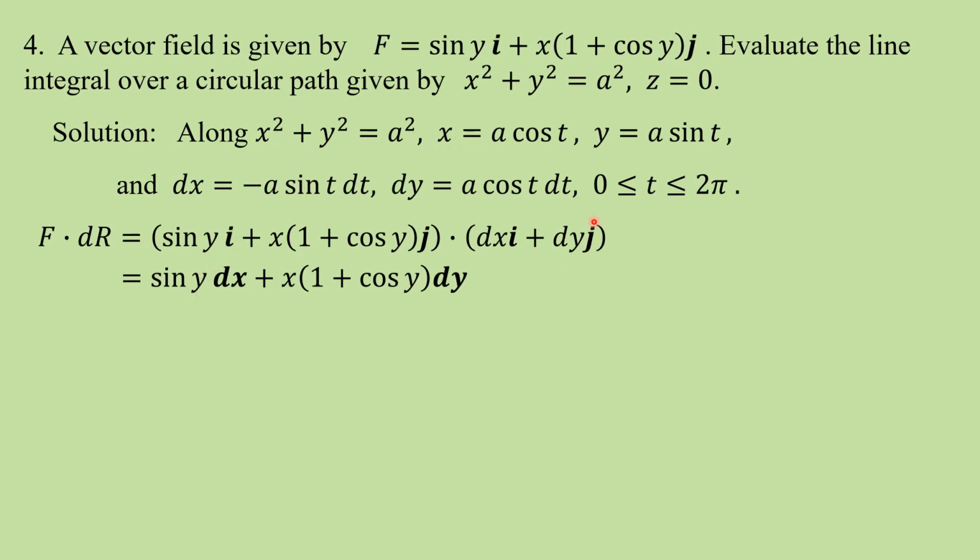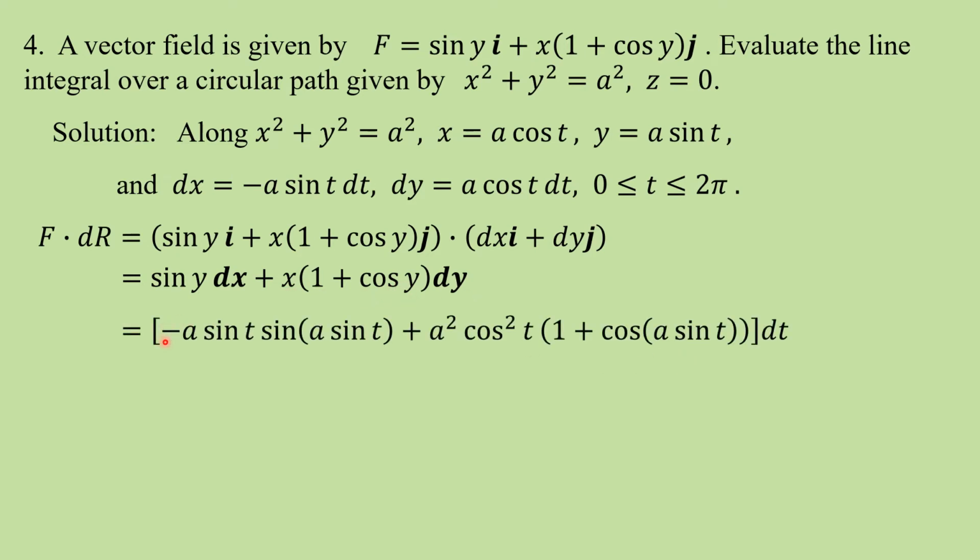Sin of y, that is sin t, sin of a sin t into dx, that is minus a sin t into sin of a sin t dt, plus x is a cos t into dy, which is a cos t dt. So together it gives a square cos square t dt into 1 plus cos of a sin t. So that is what I have written here.